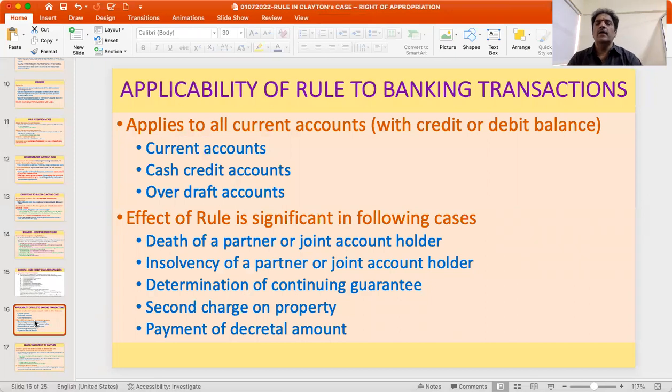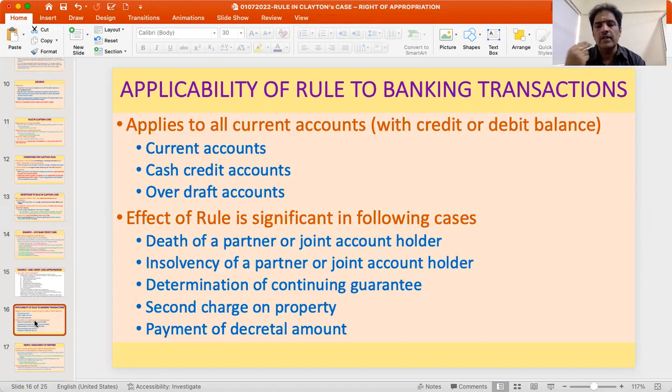So the applicability of the rule to banking transactions is very, very important, and it applies to all current accounts with credit or debit balance, like current accounts, cash credit accounts, overdraft accounts, and sweep accounts as well. Then we'll see 5 cases in which the rule's application becomes very significant.